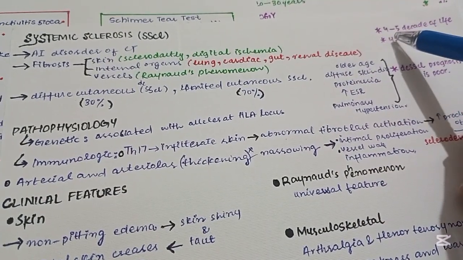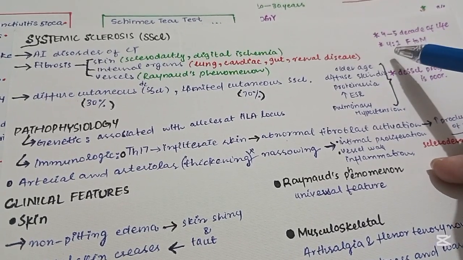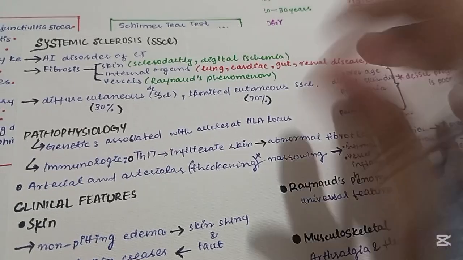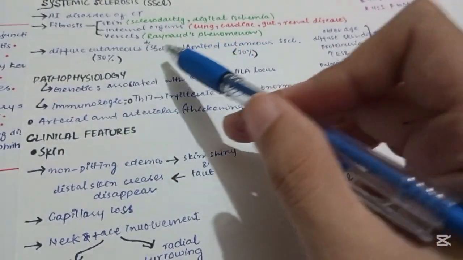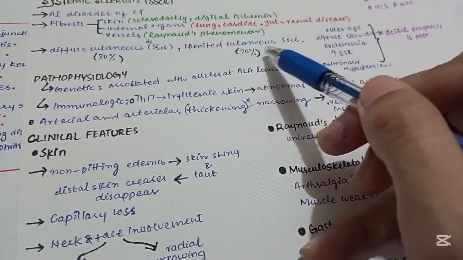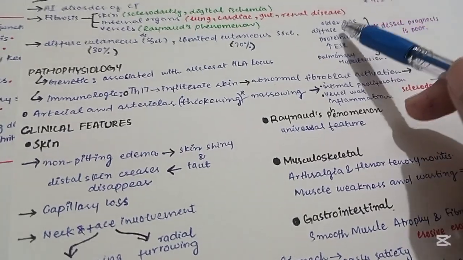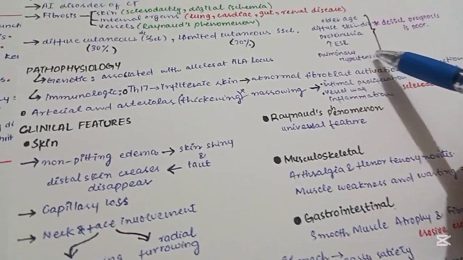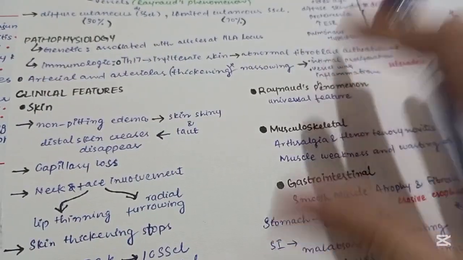The disease most commonly presents in the 4th to 5th decade of life, and the female to male ratio is 4:1, so it's most common in females. There are two types: diffuse cutaneous systemic sclerosis and limited cutaneous systemic sclerosis. It accounts for 70%, whereas this is responsible for 30%. Older age, diffuse skin disease, proteinuria, high ESR and pulmonary hypertension are responsible for poor prognosis.